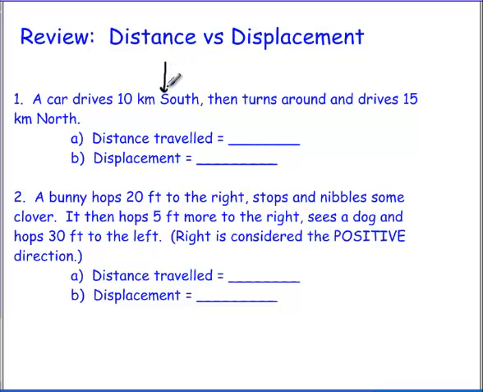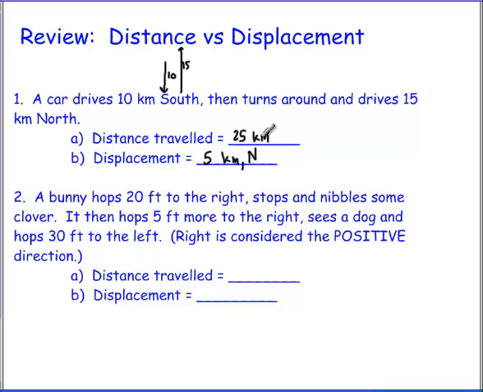So if I drew a diagram here that a car travels 10 kilometers south and then turns around and drives 15 kilometers north, the total distance traveled is 10 plus 15. It's the total length of the trip. So the distance traveled would be 25 kilometers. The displacement is how far away this object ends up compared to where it began. In this case, the object began here, travels south, and then back north. Notice it goes further north than where it began. So in this case, this object ends up 5 kilometers north of where it began.